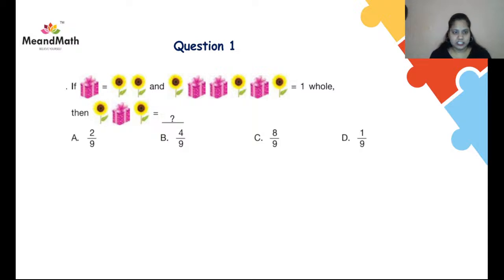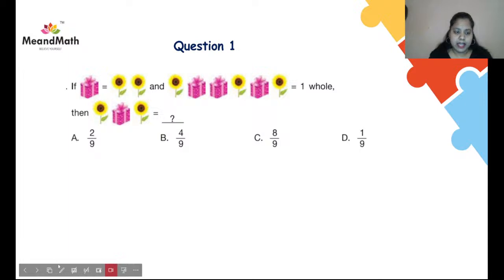Alright. So the question goes like this. If one gift box equals 2 sunflowers, and 1 sunflower, 2 gift boxes, 1 sunflower, 2 gift boxes, and again 1 sunflower is equal to 1 whole, then 1 sunflower, 1 gift box, and then again 1 sunflower equals how much?